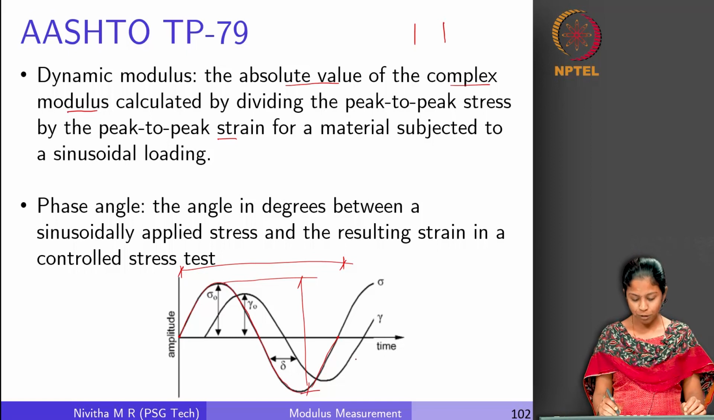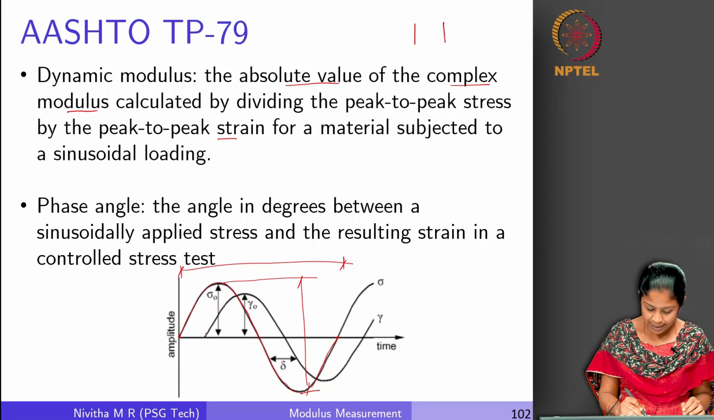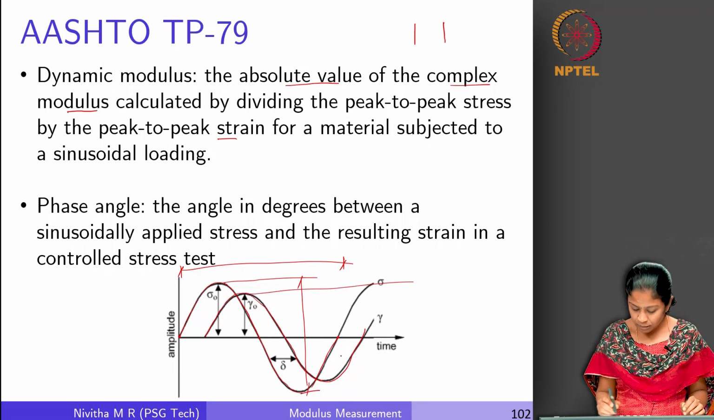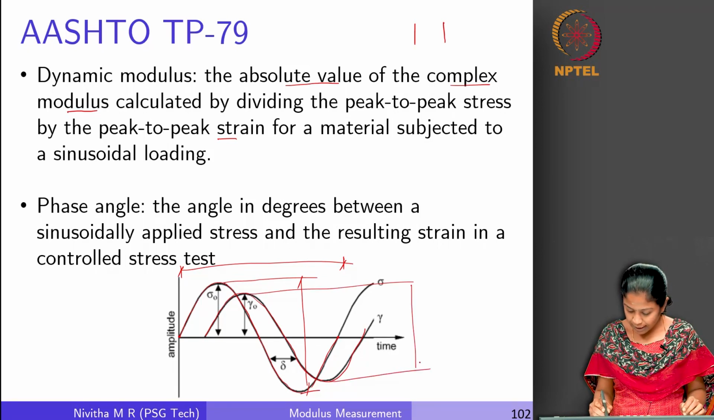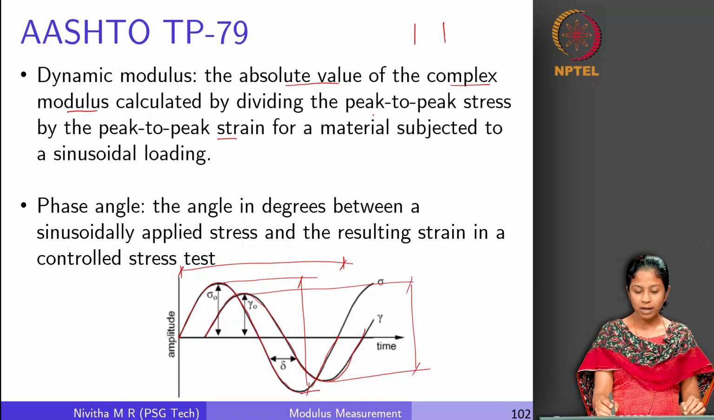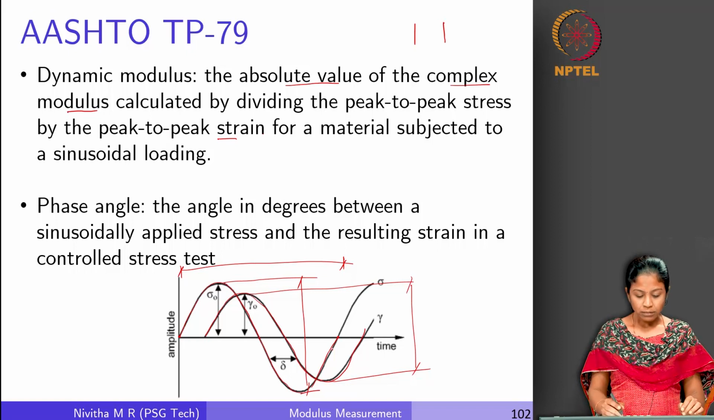So, what is peak to peak strain? The strain follows the stress. You can see here this is the strain profile, it reaches a maximum, comes to a minimum and then increases. This is nothing but the peak to peak strain. So, the dynamic modulus is the absolute value of the complex modulus, which is obtained by dividing the peak to peak stress by the peak to peak strain.